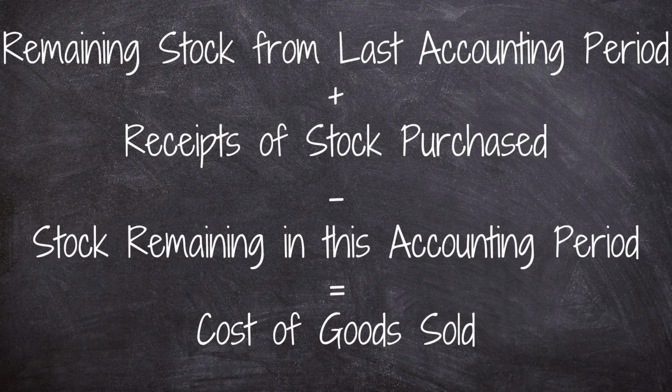If you're doing this on a recurring period, so you're doing this on a monthly basis, what you want to do is add your receipts for purchases in that period to the stock quantity you had at the end of your last accounting period, so last month or last year. So you add your previous stock, add your new purchases, then minus your existing stock from that, and that will give you your cost of goods sold for that period.